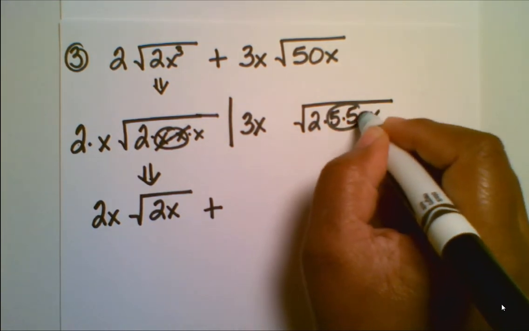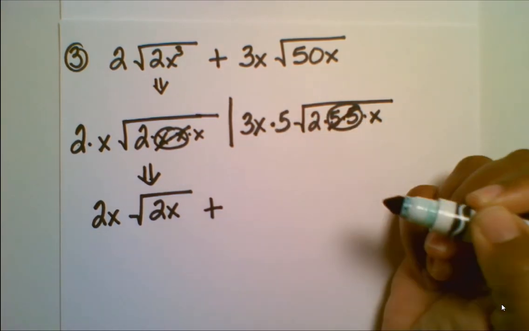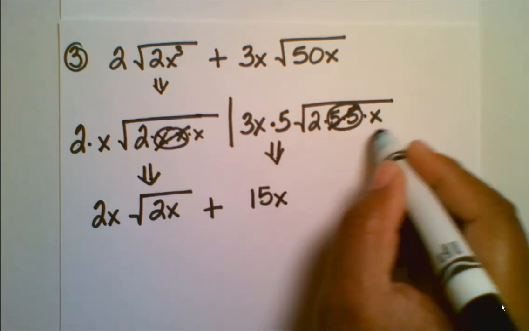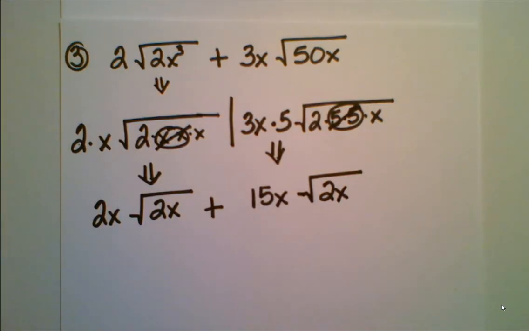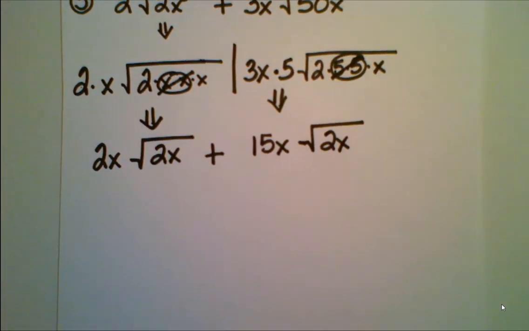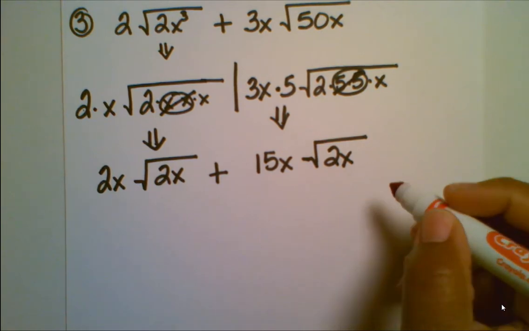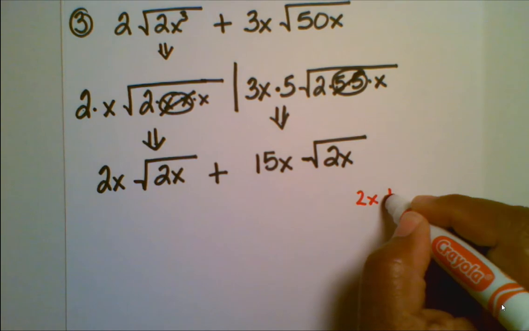Circle your pairs. We have a pair of 5's. We're going to bring that on the outside and multiply it to the 3x, and that gives us 15x, and what's left under the radical, the square root of 2x. So we have several things going on here. You have like radicals, which is the square root of 2x, and then we also have like terms. So taking out the coefficients, we're going to take out the 2x and the 15x.